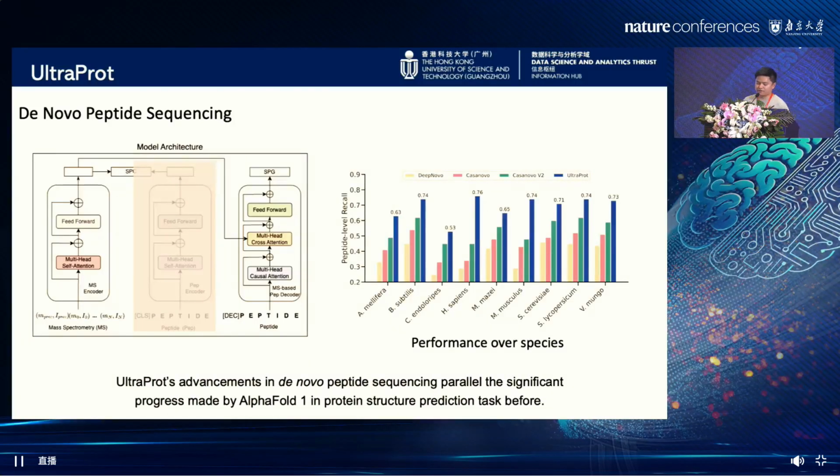We also observe that the UltraProt model can achieve better performance on the data that comes from human beings and the mouse, which may occur most frequently in our pre-training data.